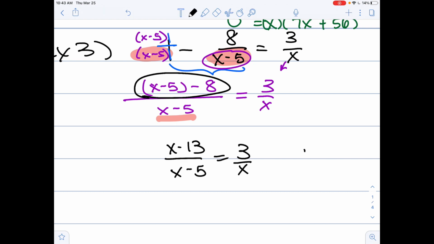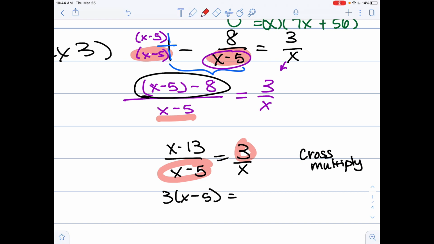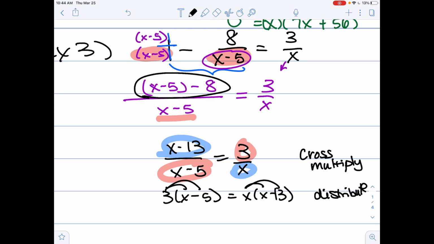And now we can use the cross multiplication method to solve this proportion. So 3 times x minus 5 equals x minus 13 times x. And we're going to distribute those on both sides. And we get 3x minus 15 equals x squared minus 13x.